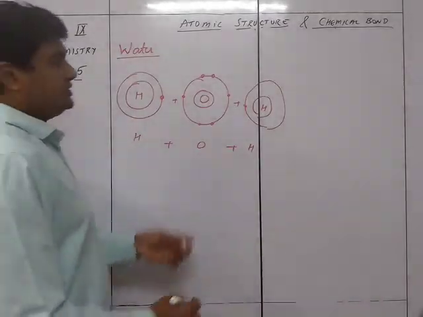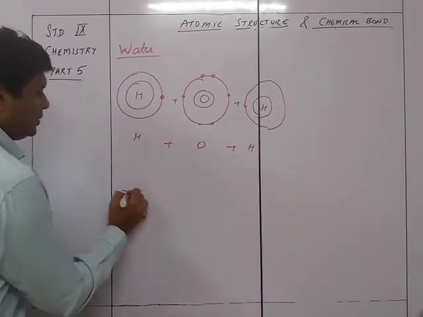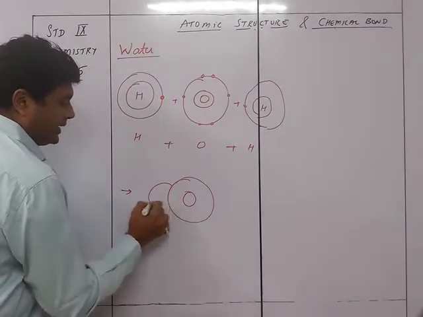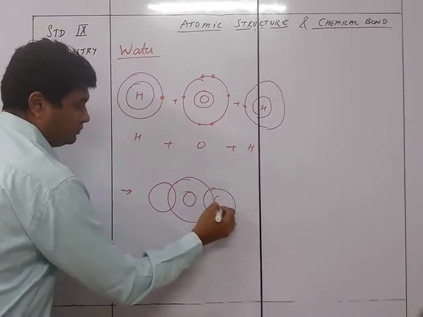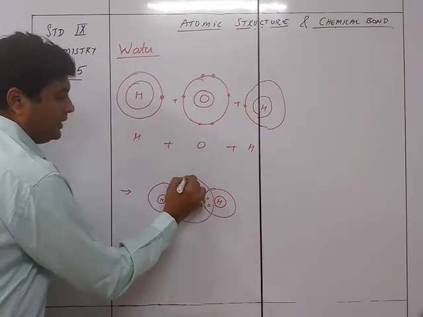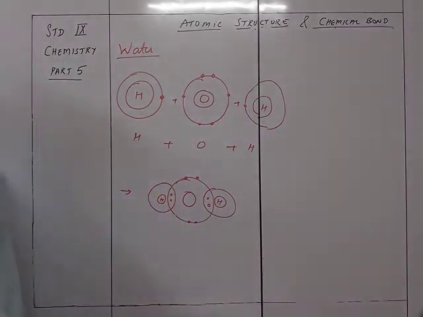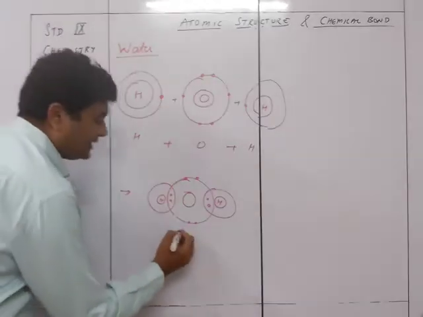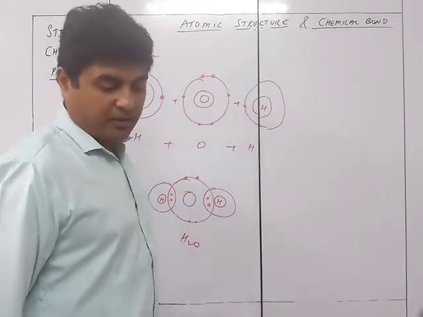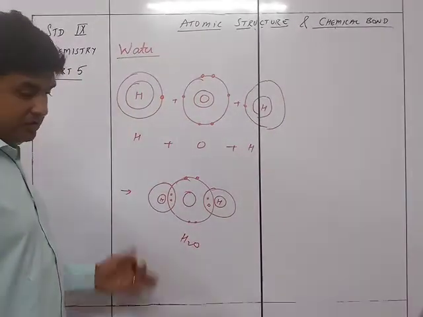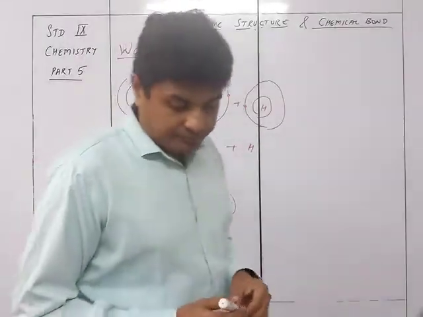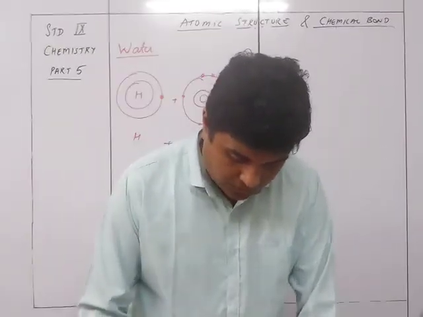This gives rise to the formation of water, which will have O over here and hydrogen here and hydrogen here, with 2 electrons shared on each side, and the oxygen having 6. So that gives you H2O. This is the H2O formation in this particular format. So that was the water molecule.